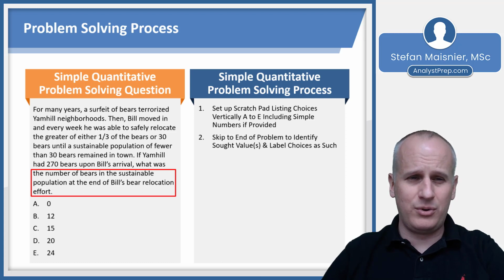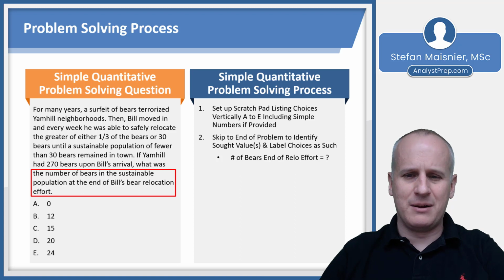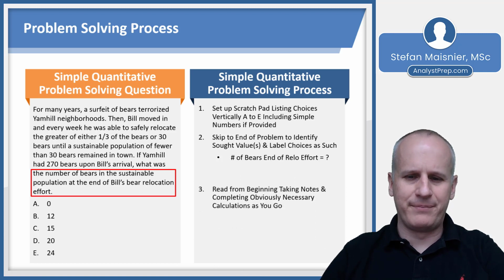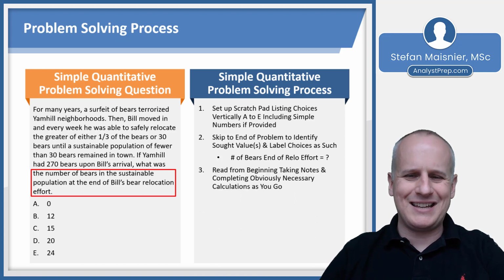This is actually a really quick efficiency that you can build into your quantitative reasoning section, is just eliminate rereading as best you can. And you can see if we skip to the end, the number of bears in the sustainable population at the end of Bill's bear relocation effort is what we're being asked for. And I'd make a little shorthand note above my answer choices on my scratchpad, such as number of bears, end of relo effort.